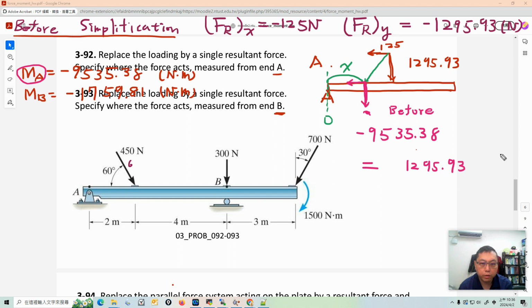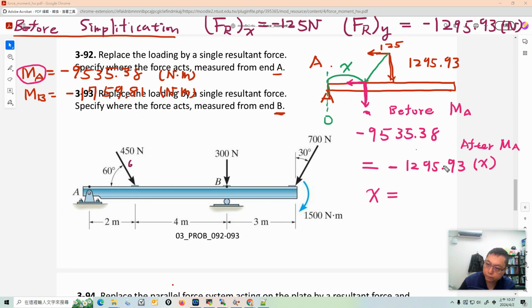So the lever arm is X, and the force points down with the reference point here, so it will generate a clockwise rotation. So it will have a negative sign over here, and that's a very simplified equation. That's before and after simplification. After is the MA, and they are equal to each other.